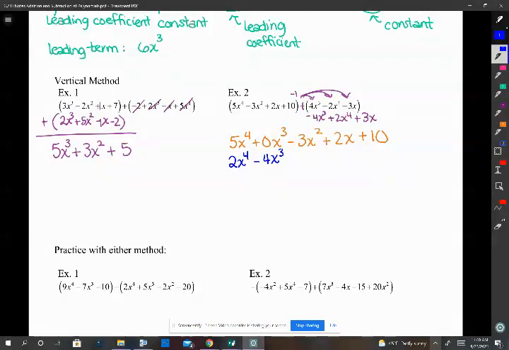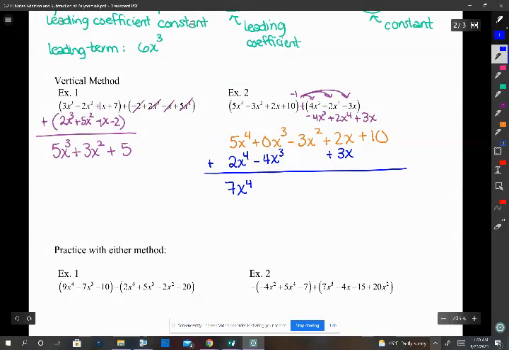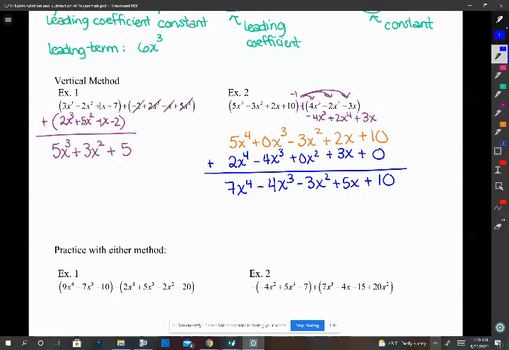And then I don't have an x squared term, but I have an x term, which is going to go here. And so now, once you've distributed, this is an add problem. So 5 plus 2 is 7x to the fourth. 0 plus negative 4 is negative 4x to the third. Negative 3 plus really 0, because there's 0 x squared here, that's going to be negative 3x squared. 2 plus 3 is 5x. And there's not a constant, so 10 plus 0 is just 10. Constant is 10, degree is 4, leading coefficient is 7.